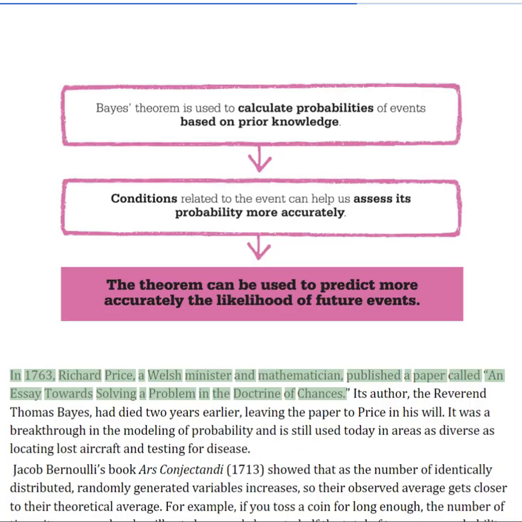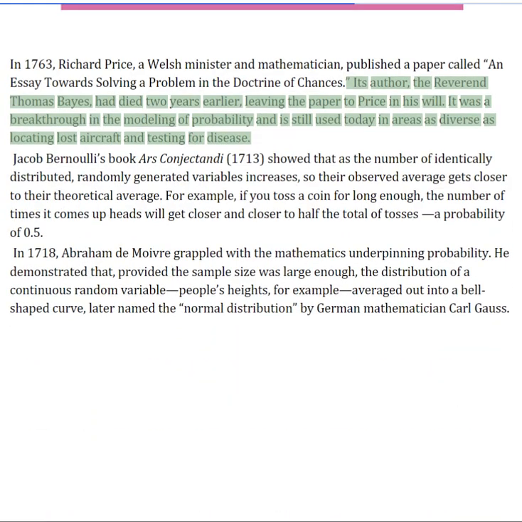In 1763, Richard Price, a Welsh minister and mathematician, published a paper called An Essay Towards Solving a Problem in the Doctrine of Chances. Its author, the Reverend Thomas Bayes, had died 2 years earlier, leaving the paper to Price in his will. It was a breakthrough in the modeling of probability and is still used today in areas as diverse as locating lost aircraft and testing for disease.